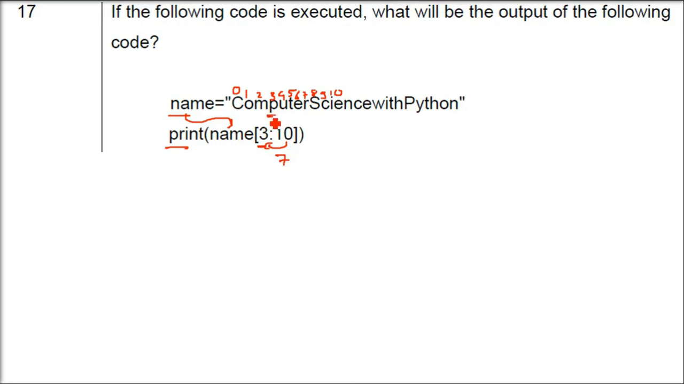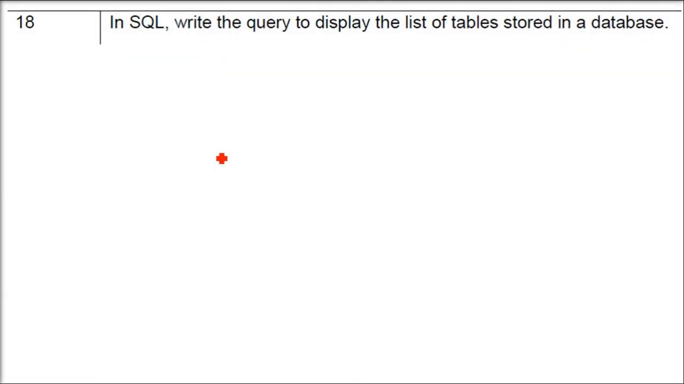You have to start from 3, so P. And how many? 7. Just count 7 and write it. P-U-T-E-R, and then you have S and C. Just count it. There has to be 7. The 10th will not come. Only 3 till 9, because the indices always start with 0. Please remember, the indices start from 0, not from 1. That is why we don't include the 10th one. This is PUTER SC.